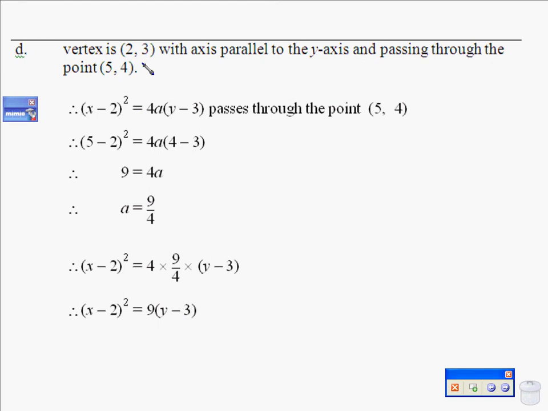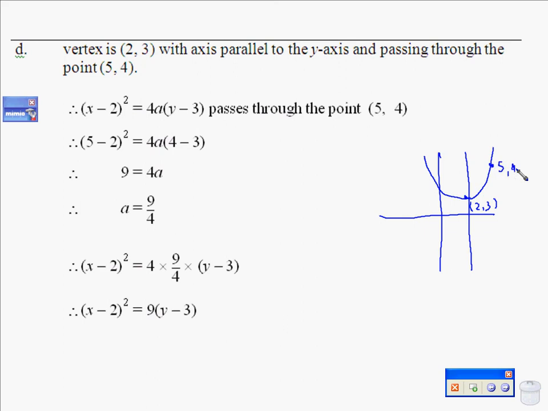Indeed, this time the vertex is 2, 3. The axis is parallel to the y-axis and passes through the point 5, 4. If you draw this up, have a look. We've got a vertex at 2, 3. Its axis is parallel to the y-axis, so it's going through there. We've missed the point a little bit, but that's okay. And our parabola then goes up, and it passes through the point 5, 4.